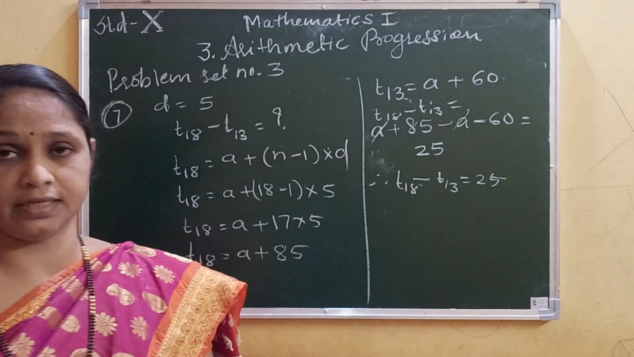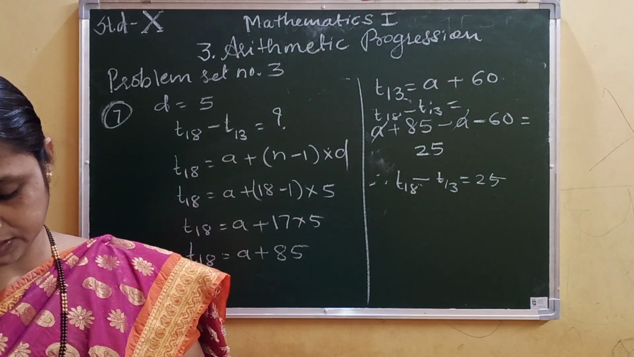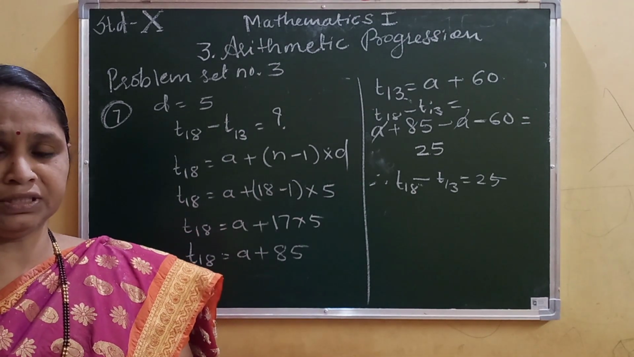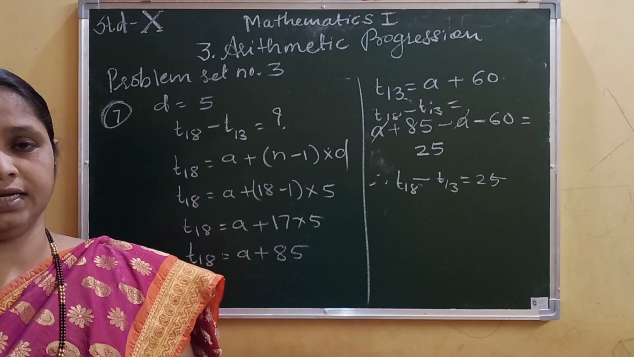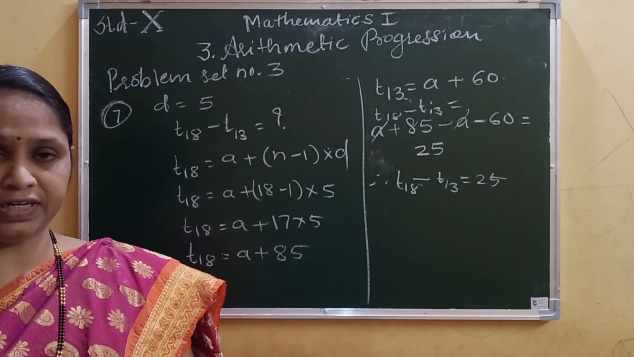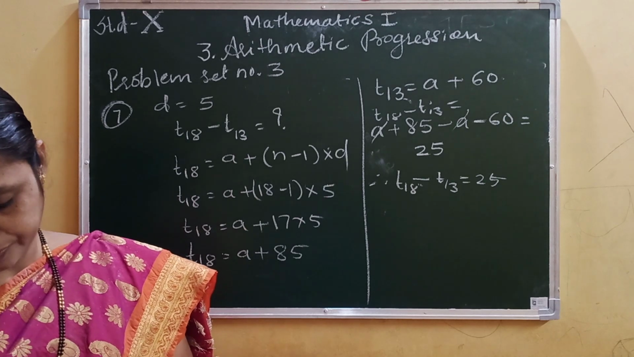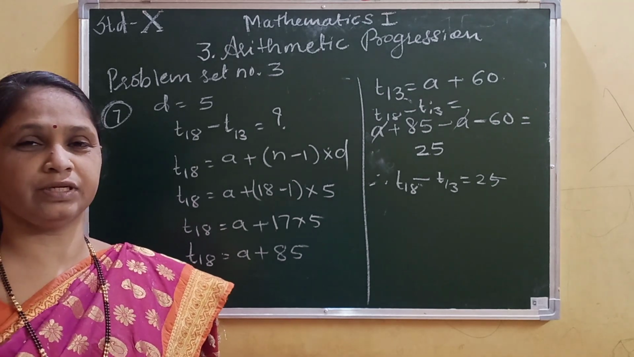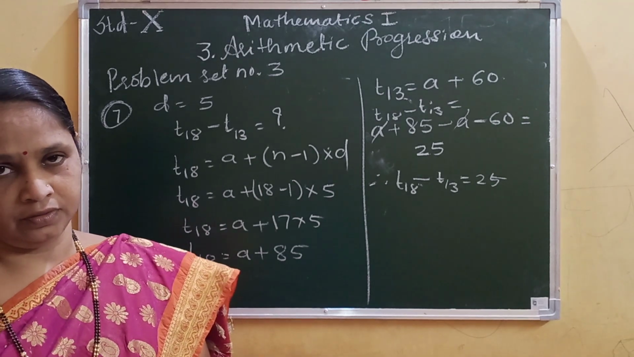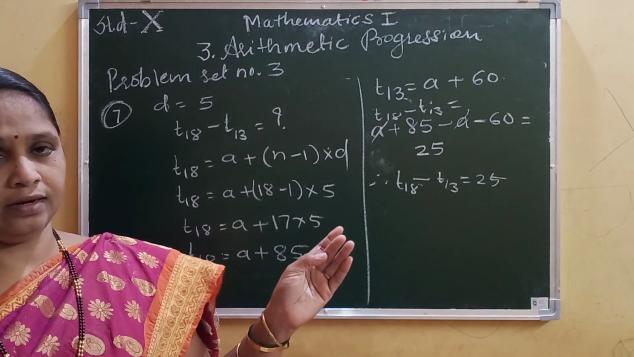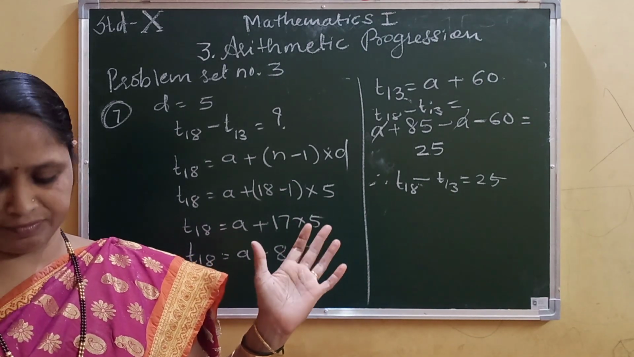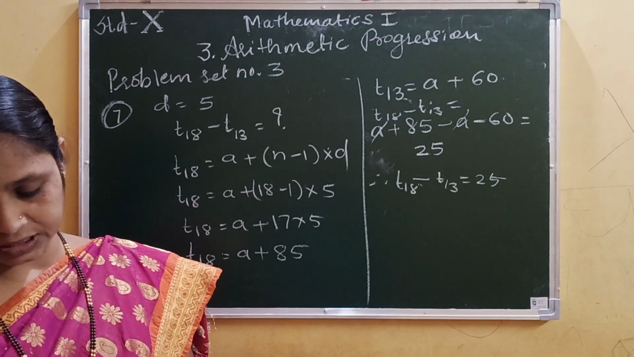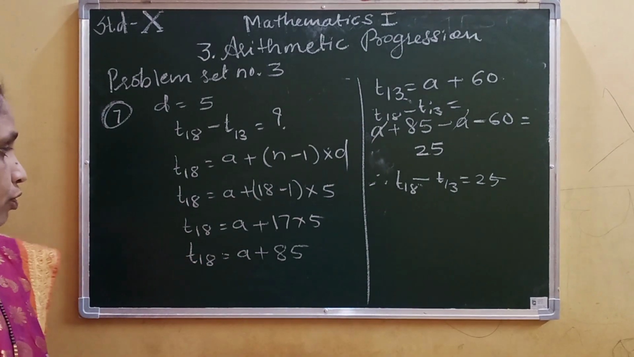Such easy examples are there, but by seeing them you feel it is difficult. Now: sum of the first 5 multiples of 3. Multiples of 3 means 3, 6, 9, 12, 15, like this you have to write, and you have to find their sum. The fifth multiple will be 15, so 15 will be the fifth term. Now for 5 multiples, S5 you have to find out.